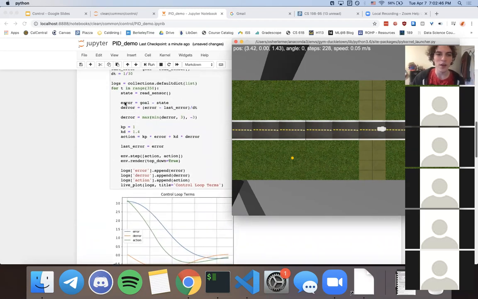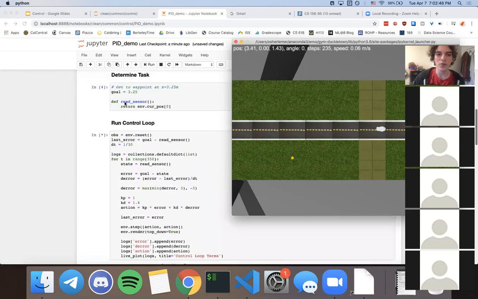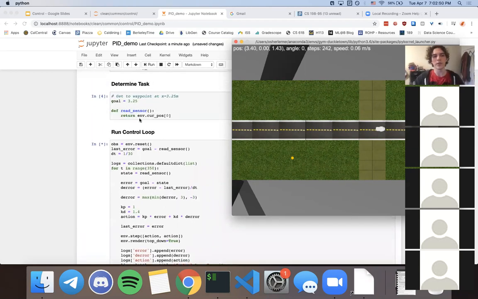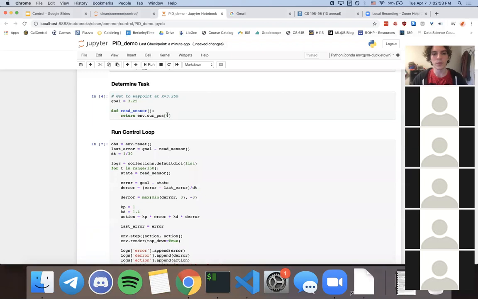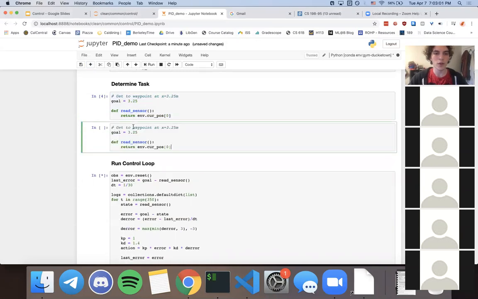This is awesome. Let's try controlling a different goal in a different state and see how this does. What if instead of controlling the position, we controlled the velocity? Let's have one of these. And let's say I want to get to 0.75 meters per second. And I want to maintain that speed. And now my state isn't going to be position, it's going to be a speed.